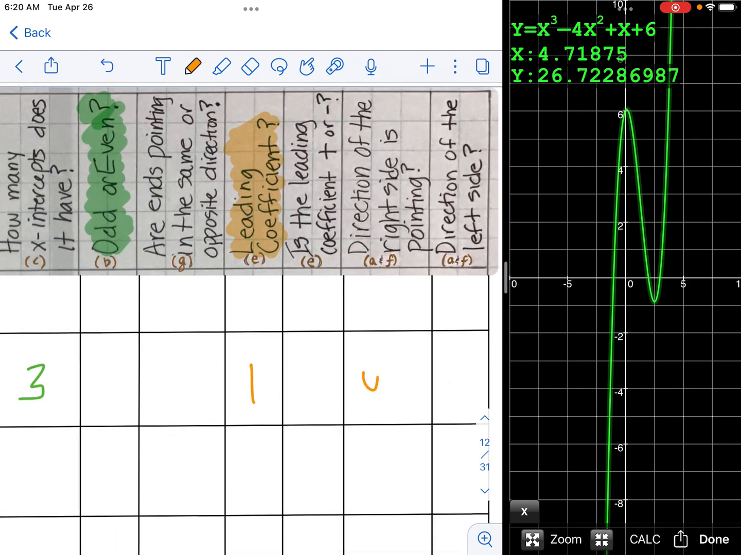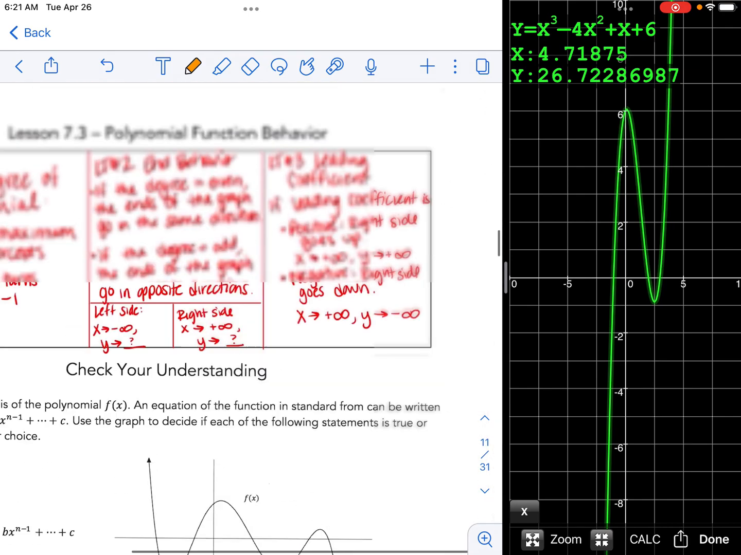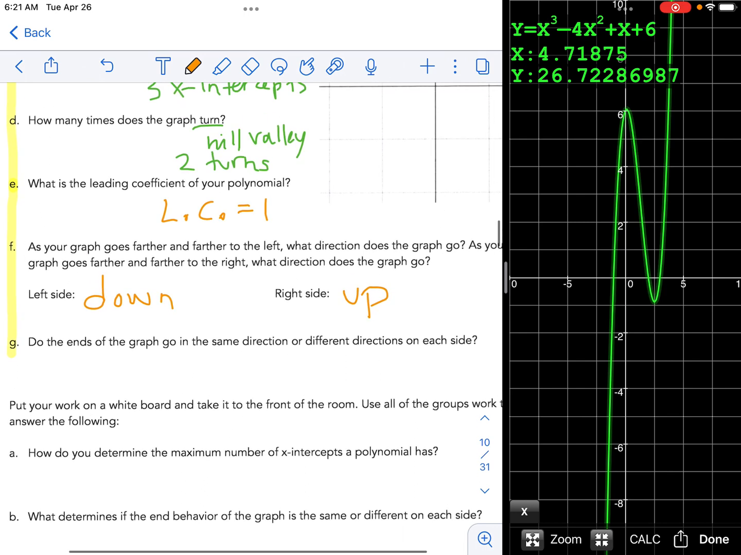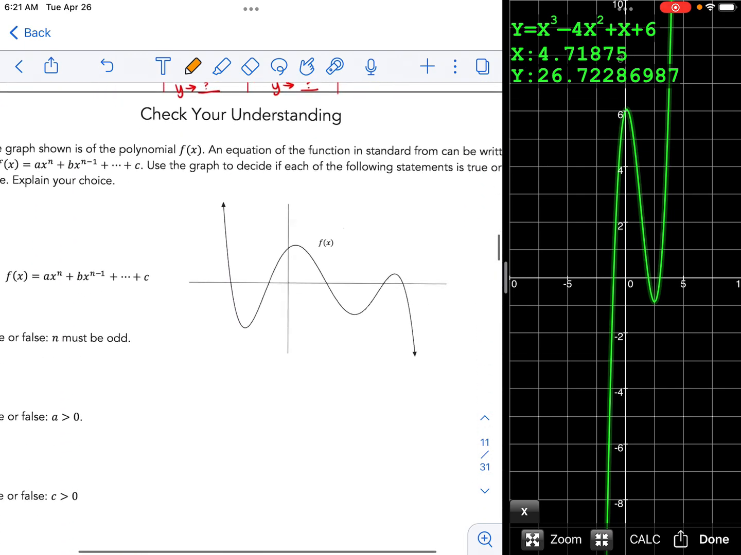Direction of the right side is up. Direction of the left side is down. Okay, I come back up to my question. It says, do the ends of the graph do the same or do something different? And these do something different, right? One goes down, one goes up. So those are different things. If they both went down or both went up, those would be the same. So they do something different.